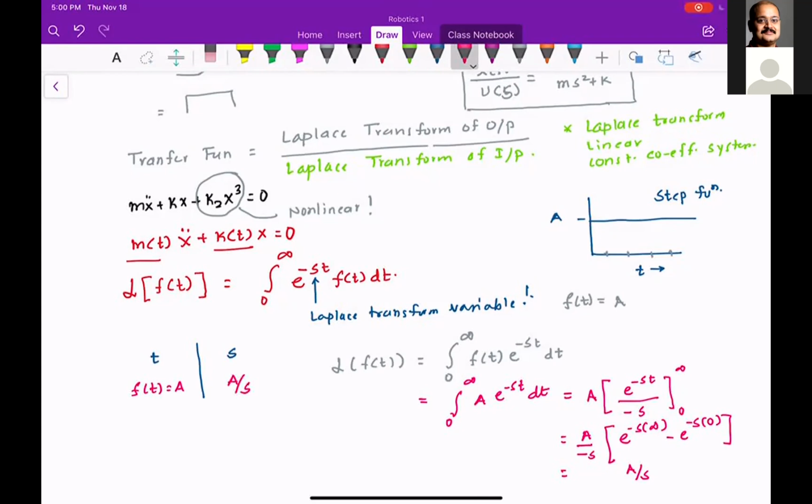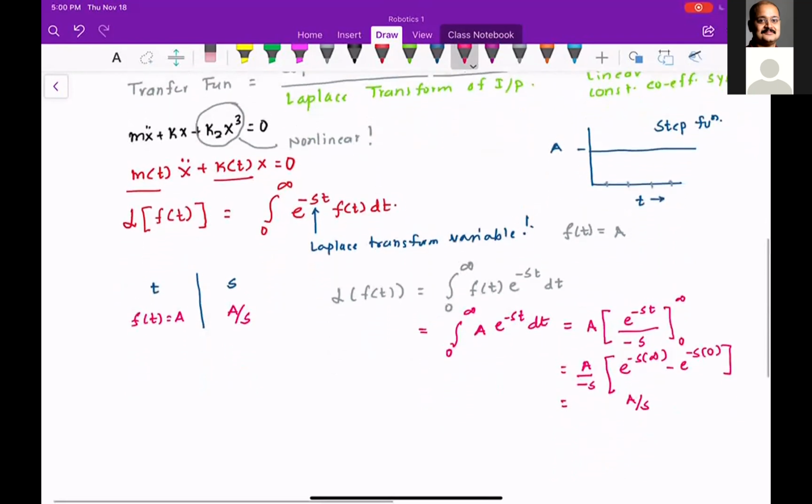So what does that mean? Let me set up this problem, that way you will understand. So consider a problem. What we have is a spring mass system.